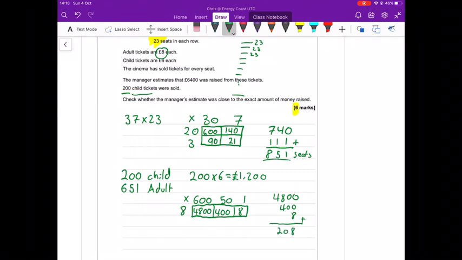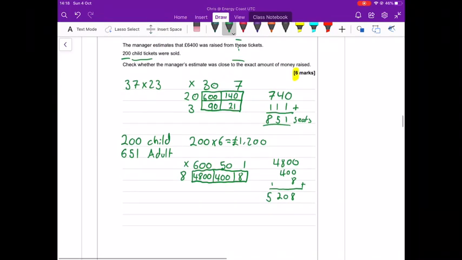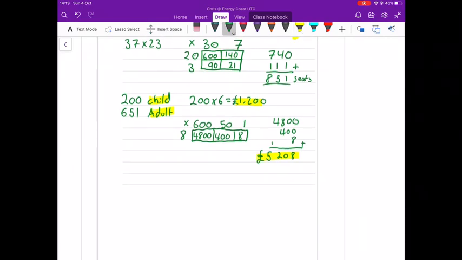8, 0, 12, but carry the ones, it's 5,208. So he's made 5,208 off adults, and he's made £1,200 off children, okay? So how much has he made in total? I just need to add these things together.